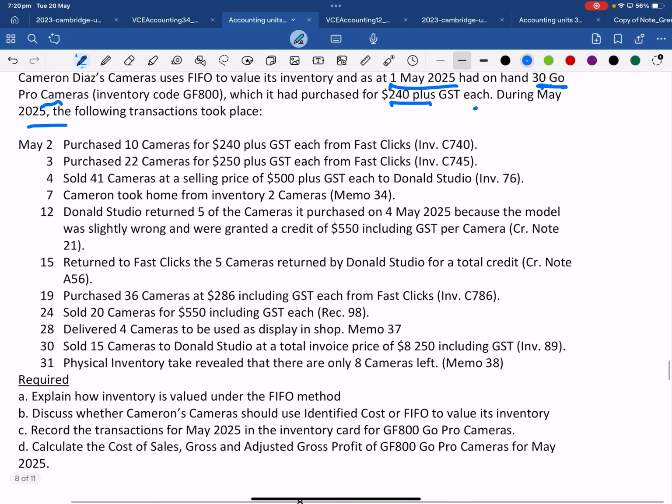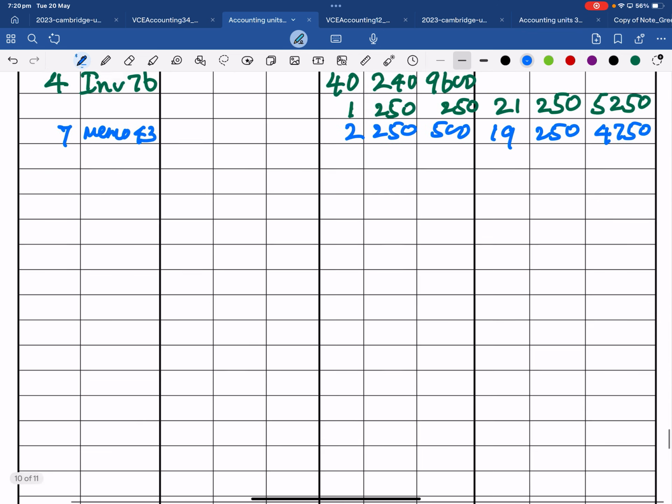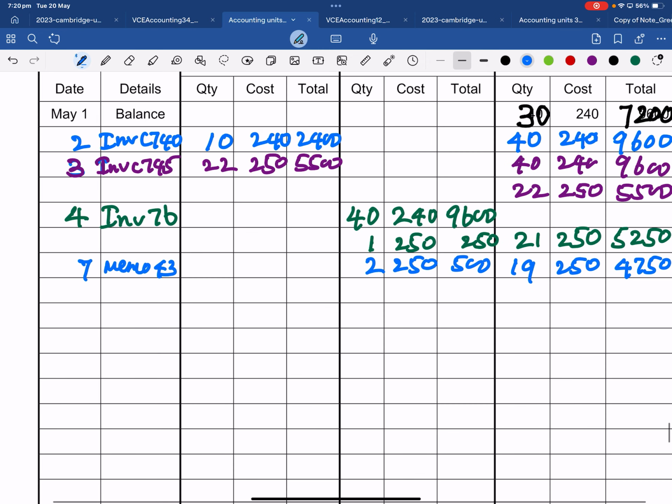Now this man, Donald, who is Donald? Not Donald Trump, hopefully, right? So that we sold, right? The cameras to Donald Studio. Yep. So what is he doing? He's returning. Remember, he purchased how many? 41. Now he is returning 5 of them.